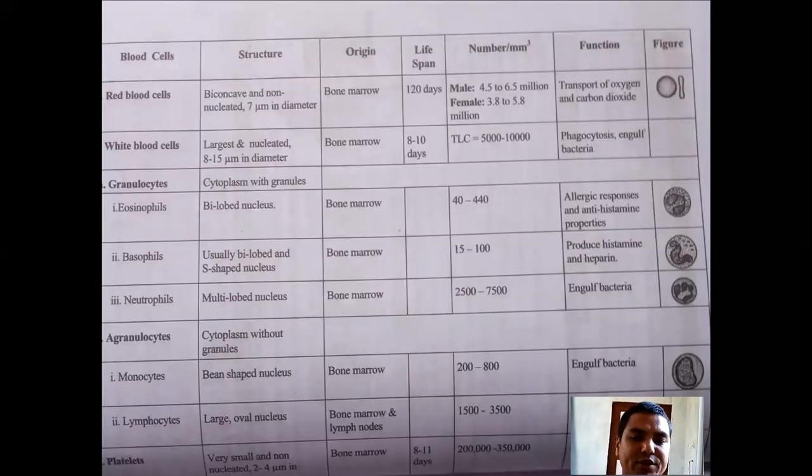Here is a short view or table about the fluid connective tissue: RBC, WBC, granulocyte, which includes eosinophil, basophil, neutrophil, agranulocyte, monocytes, lymphocytes, and platelets. Please, dear students, try to copy this table or chart from the video and prepare well yourself.